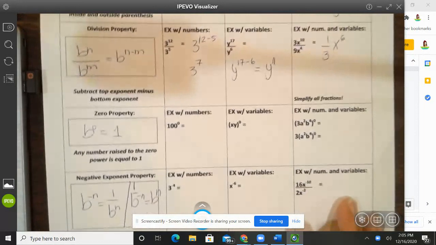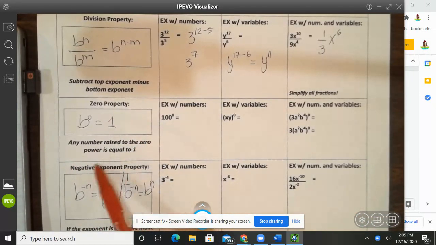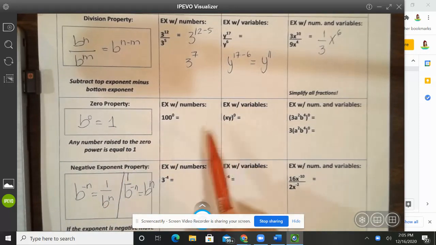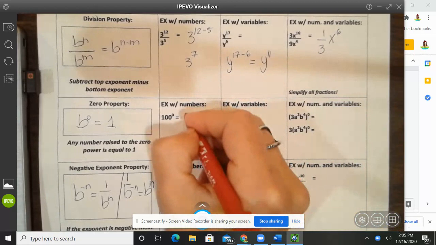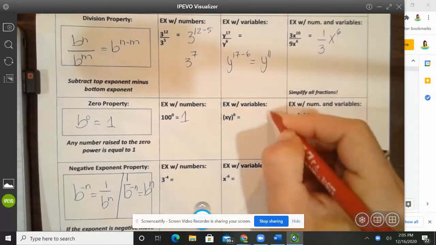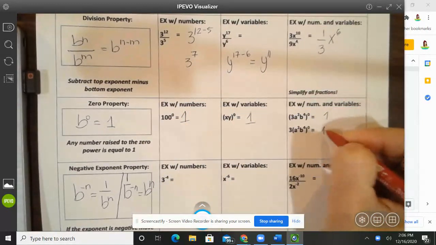So then a couple more things. So we have the zero property, which says any number raised to the 0 power equals 1. So anything raised to the 0 power is always going to be 1. So guess what? This is the easiest one. The answer here is 1, and the answer here is 1, and the answer here is 1.